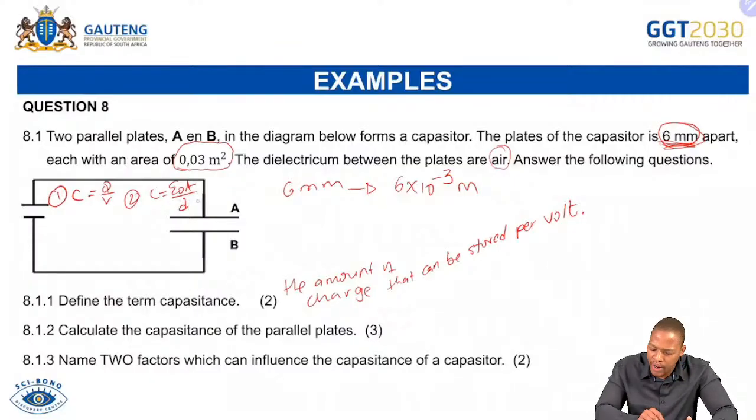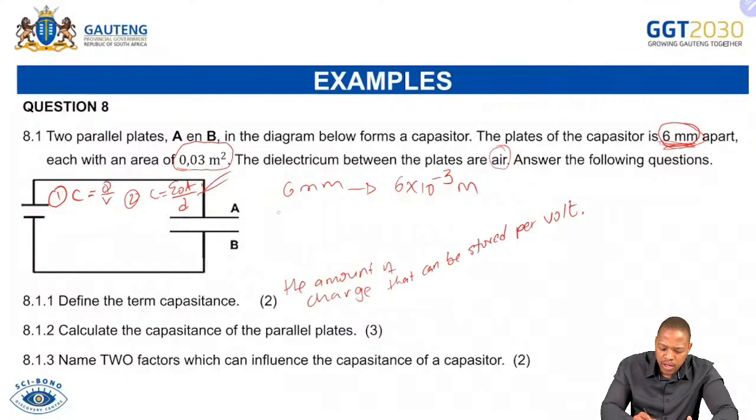From what we are given here, we are given the distance between the plates. Okay, they are 6 millimeters apart. We're also given the area. And in which formula are we finding those things? In formula 2, great job. Easy as that. We have chosen the formula to be used.